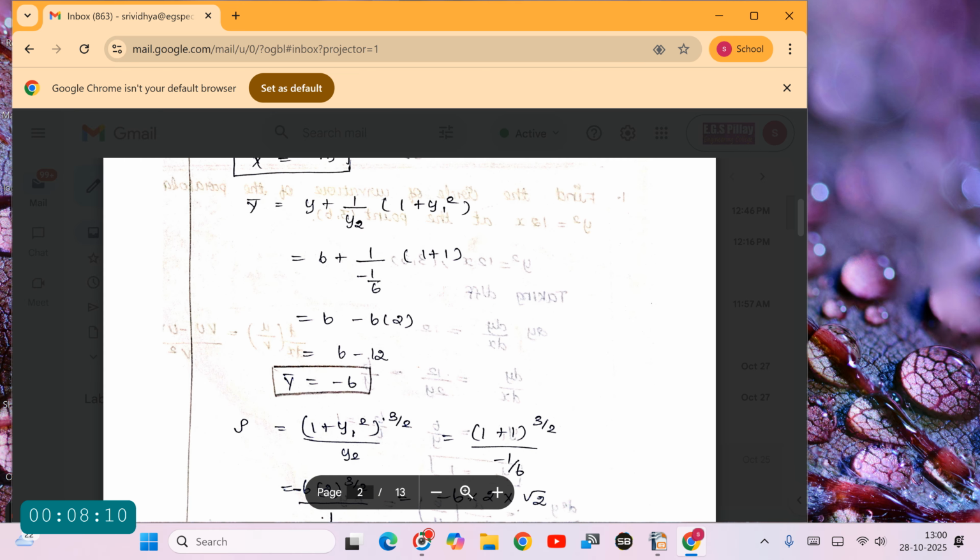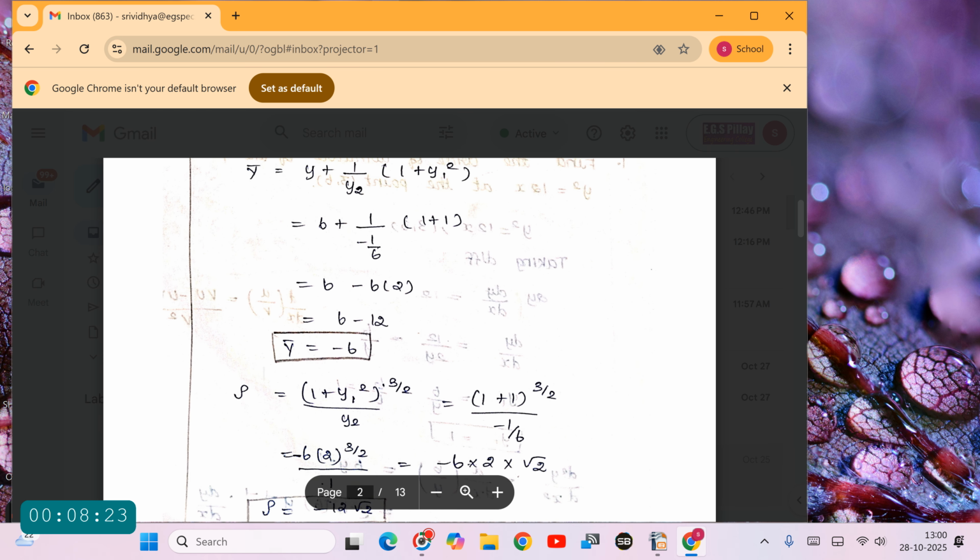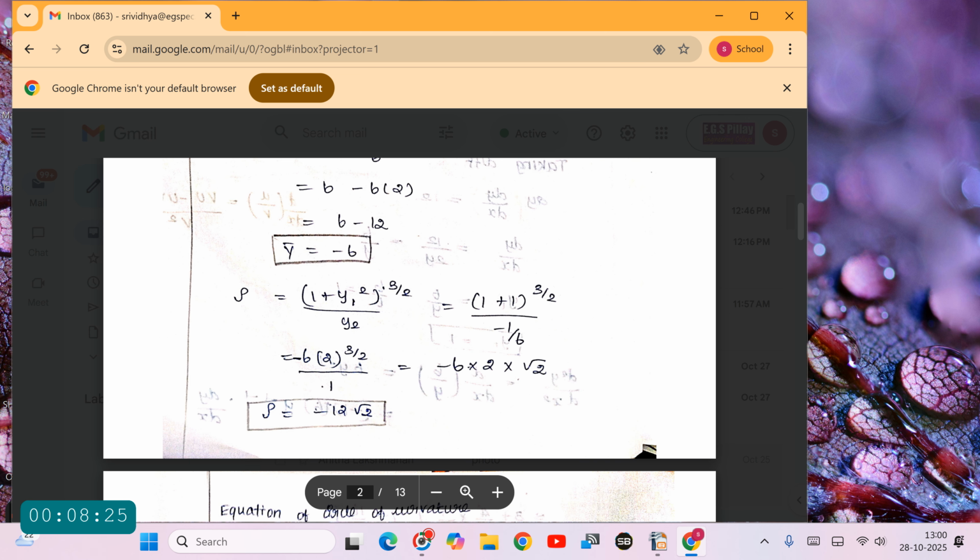The last requirement for framing the circle of curvature equation is the radius of curvature. We already know the formula very well: 1 plus y1 square whole power 3 by 2, divided by y2. The y1 value we just found is 1. So 1 plus 1 whole power 3 by 2 by minus 1 by 6. Simplifying, 6 into 2 power 3 by 2. 2 power 3 by 2 can be written as 2 power 1 into 2 power 1 by 2, which is 2 into root 2. So minus 12 into root 2. The radius of curvature is minus 12 root 2.